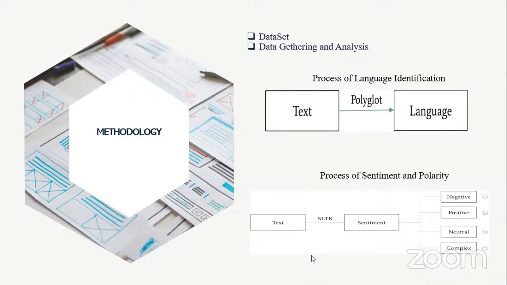Sentiment and polarity. Sentiment and polarity are quantities that reflect the emotion and intention behind a sentence. We look at the sentiment of the comments using the NLTK Natural Language Toolkit library.